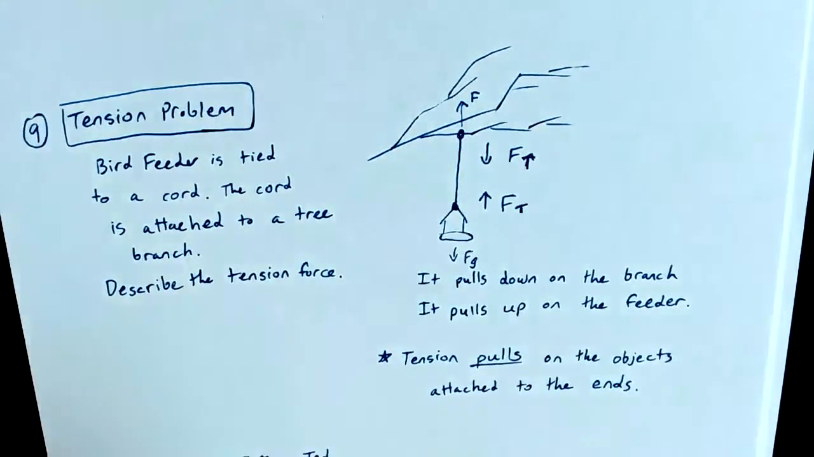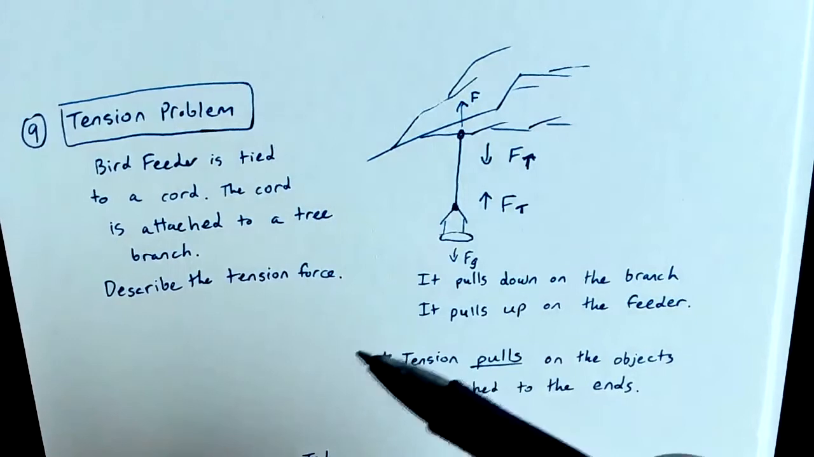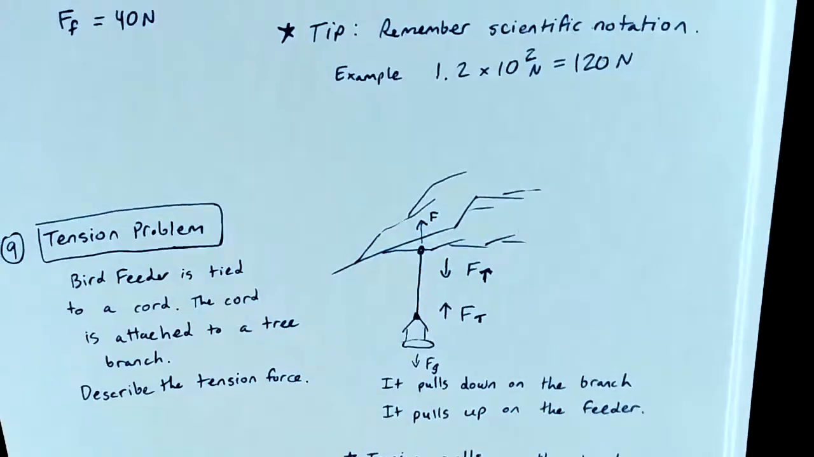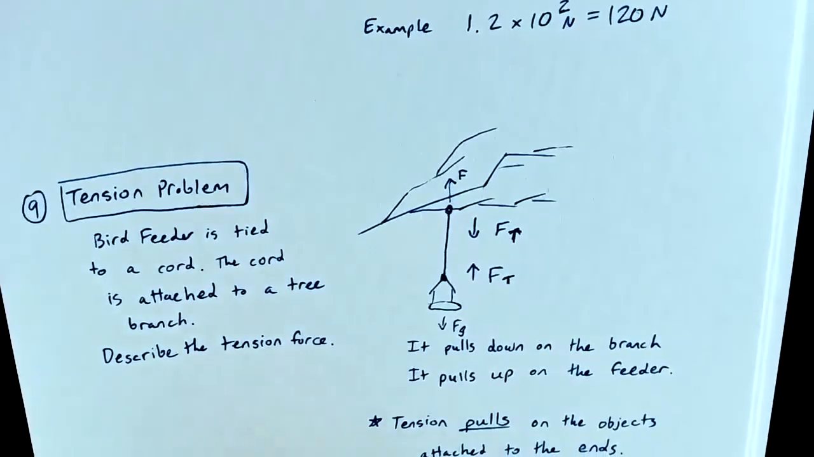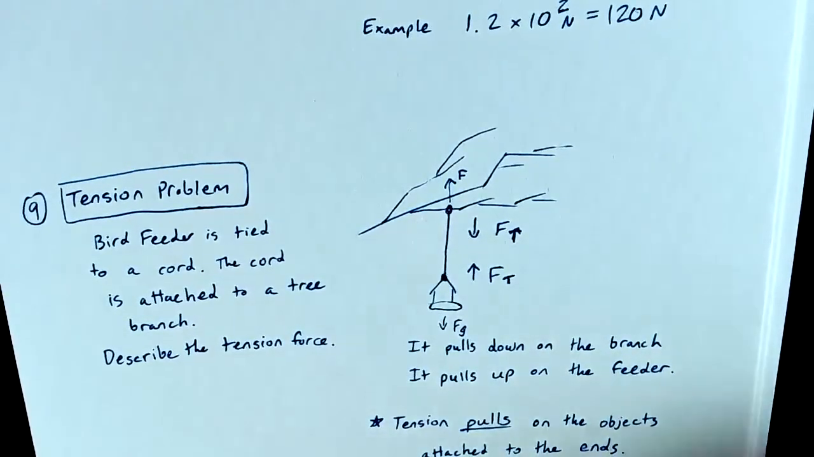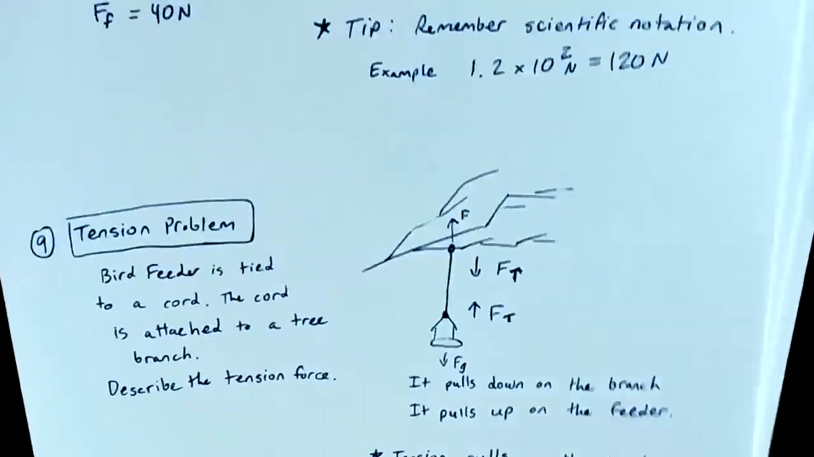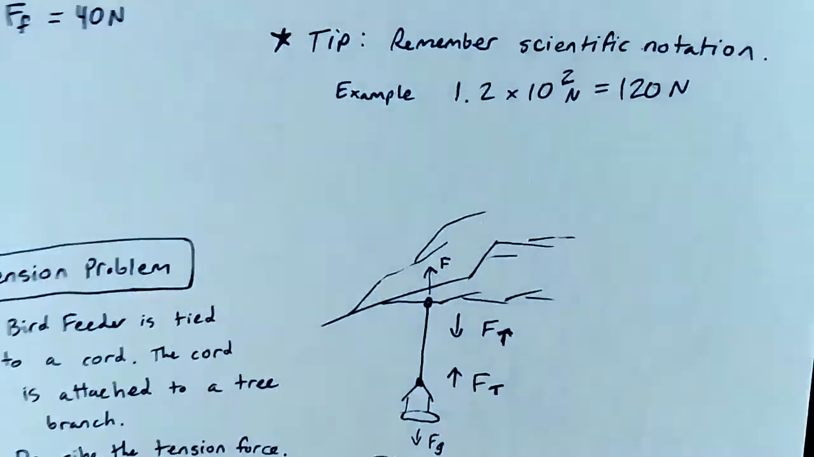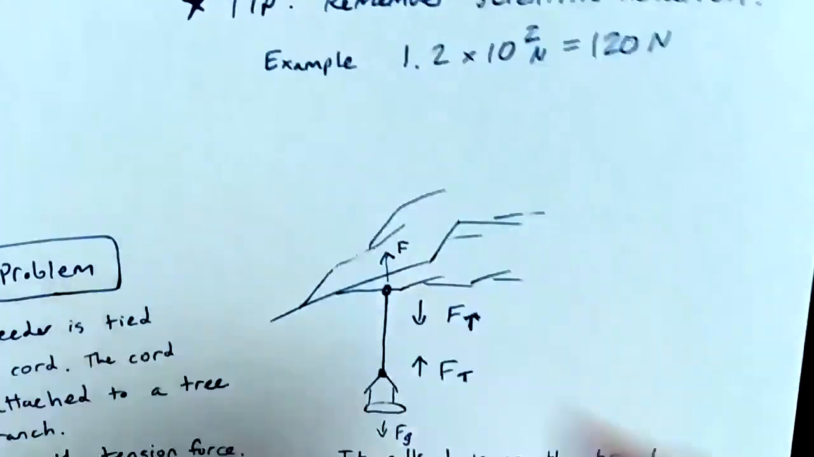That's tension. It's a little different than what we looked at before, but I think you guys can understand that. And if you do need more help, send me a message in Canvas and I can show you more examples of tension. But think of tension as pulling on objects that it's attached to.